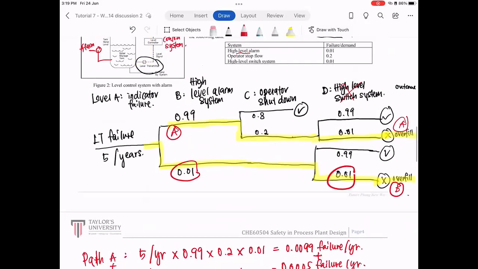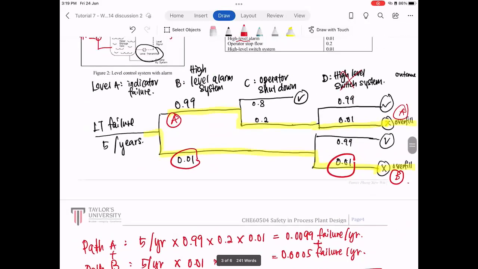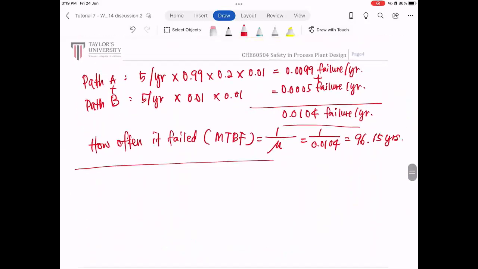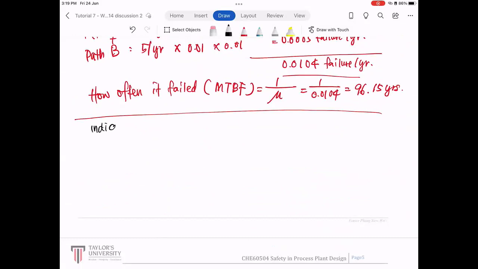Okay, so what happens if we remove the high level shutdown system, meaning it will only come here. Okay, so let's redo this. It's easier to redo it. So now we still have level A, the indicators, the fault, failure. And then level B, we have alarm, and level C, we have operator shutdown, because D is no longer there.